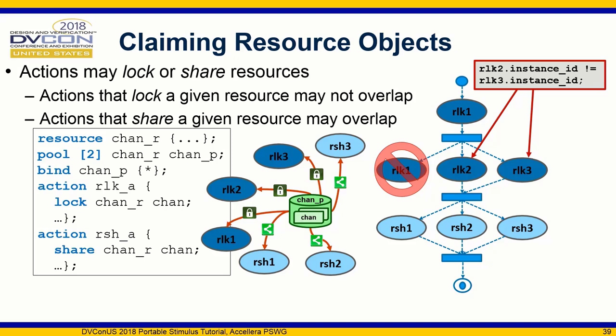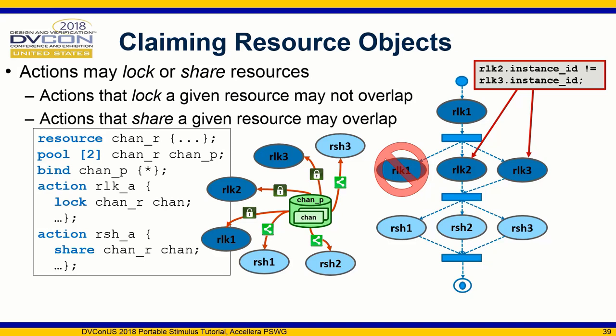For sharing, actions that share a resource can overlap. They will also be randomly assigned a resource. If you want to, you can actually constrain the instance ID of the resource in the action. By default, we'll just pick a random one for you. And there's no guarantee what the relationship is between them. So in this particular case, these 3 shared actions can all be using the same resource instance, or 2 of them could be using one and one could be using the other.